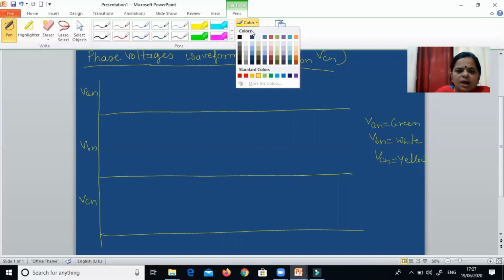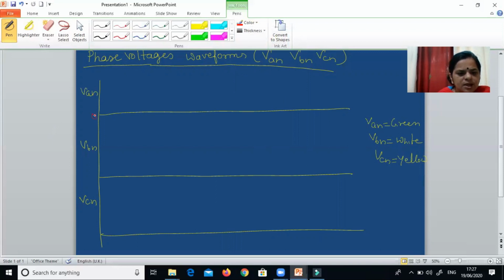Now let us mark the instants. This is 0, this is 30, then 60, then 90, then 120, then 150, 180, 210, 240, 270, 300, 330, and at last 360. Now if I extend these instants like this, let me choose green color. This will be green color.